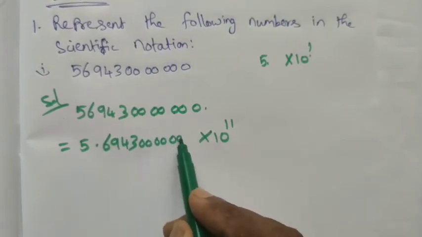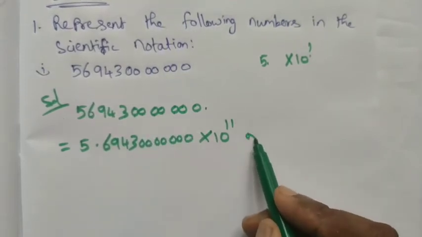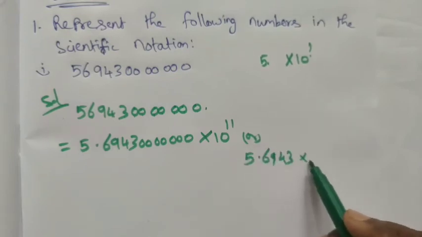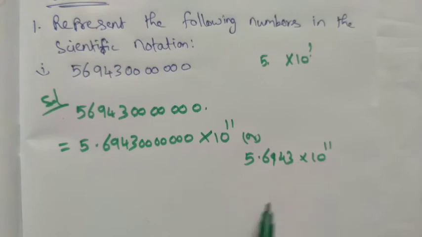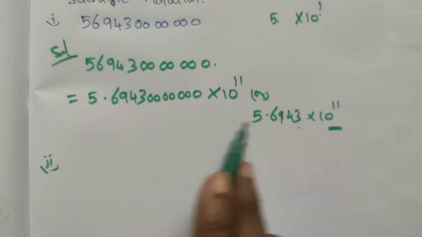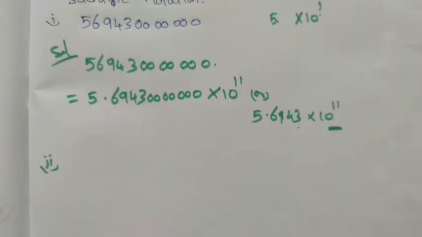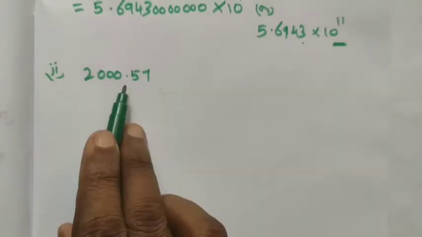If you are willing to write all the zeros, just write it, or otherwise it can be written in the form of 5.6943 into 10 to the power of 11. This is also the correct answer, because after the decimal point, there is no value for those zeros, right?